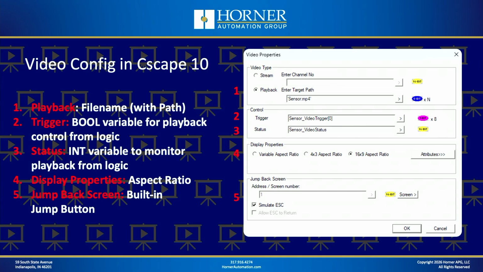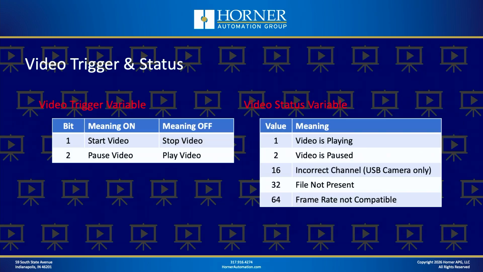You have to assign a trigger variable as well as a status variable. And you select your aspect ratio. Do you want a 16:9, a 4:3, or just a variable aspect ratio? And then you decide what you want your jump button to do that's embedded in the video object. So you need to configure that as well. Now, in terms of the trigger variable and the status variable, here are the meaning of those particular variables.